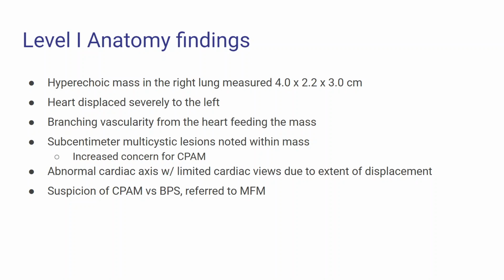So this was the level 1 anatomy, what these images were from. Overall, the findings included a hyperechoic mass in the right lung. We see the heart displaced severely to the left. We noted branching vascularity from the heart that fed the mass. We measured sub-centimeter multicystic lesions within the mass. We observed an abnormal cardiac axis with limited cardiac views, and this was referred then to MFM with suspicion of CPAM and to rule out BPS.